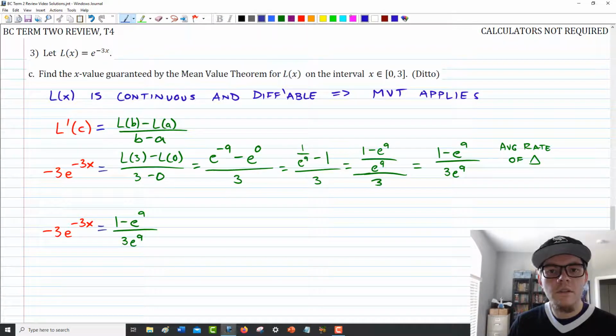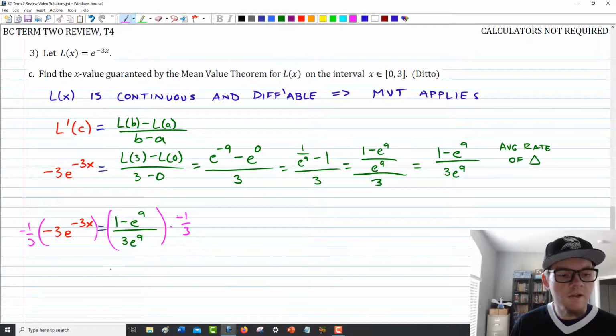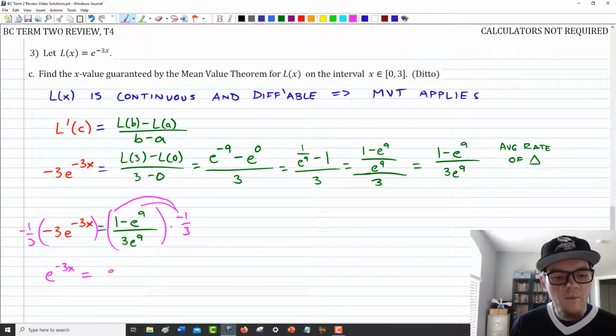So what follows is just algebra. I'm going to multiply both sides first by negative 1/3. Interestingly enough, when I do that, of course we get e to the negative 3x. On the other side, we have this negative sign, so I'm going to distribute the negative sign into the numerator. That will give me e to the 9th minus 1, divided by 3e to the 9th.